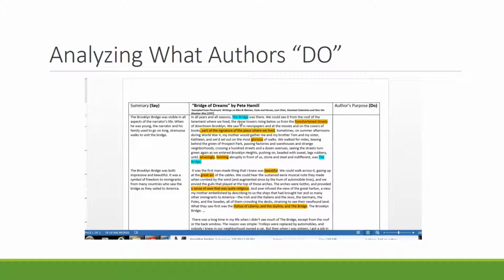Another thing he does is use words, his diction, and phrases to give a positive connotation really to the bridge. And he says right here, "the stone towers rising below us from the foreshortened streets." Now, I actually had to Google what foreshortened meant. I didn't know what it meant. But it turns out that, and I'll show you a picture.